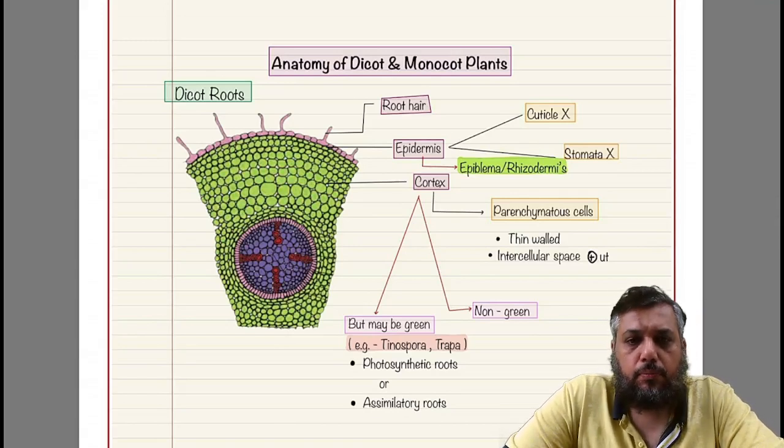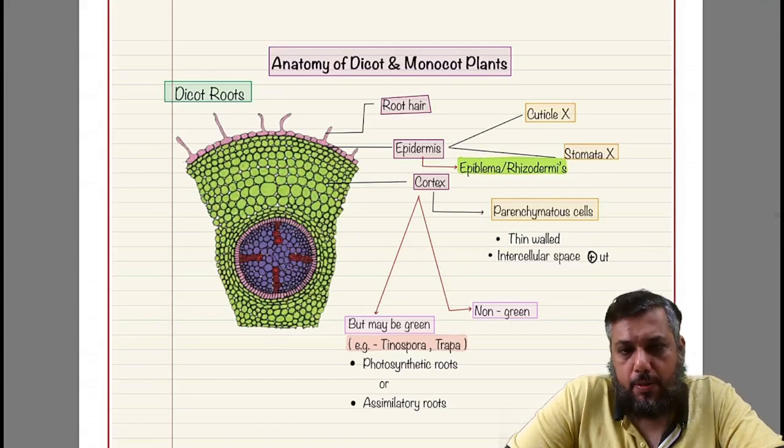Yes, dear students, let us continue with anatomy of flowering plants. And now we will discuss the anatomy of the dicot and the monocot, root, stem, and the leaf.